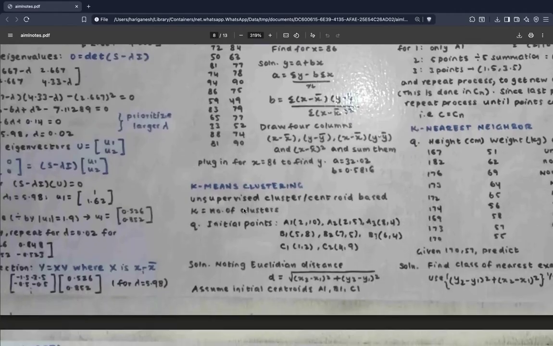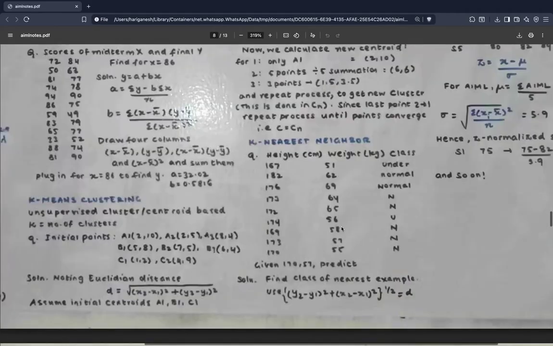The next method is k-means clustering. This is unsupervised, it's centroid based. So initially you're given k, a number of clusters, and you're given a set number of points. So you have to tabulate these. Euclidean distance, the formula is fairly simple. Usually they give you the centroids that you need to take, but here we can just assume the initial centroids to be A1, B1, and C1.